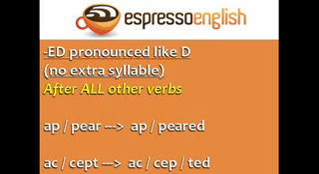Here's an example of the difference in pronunciation 2 and pronunciation 3. The past of appear is appeared. Appear has two syllables, and appeared also has two syllables. Don't pronounce it appeared with three. This is different from the verb accept. The past of accept is accepted. Accept has two syllables, and accepted has three syllables.